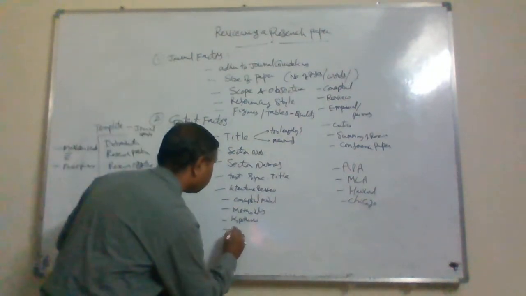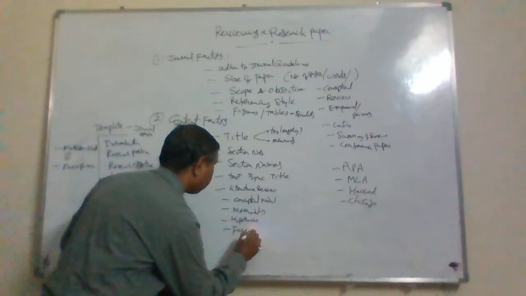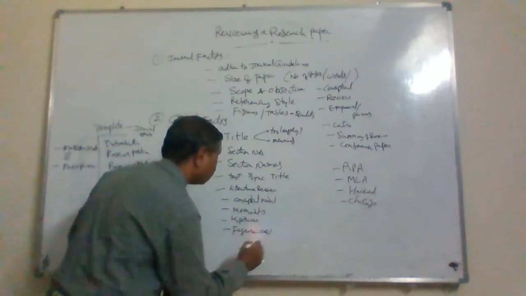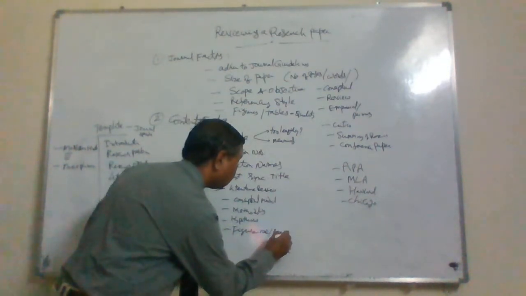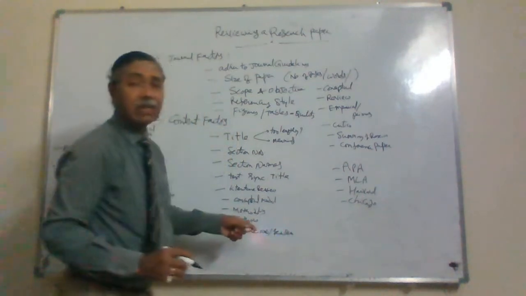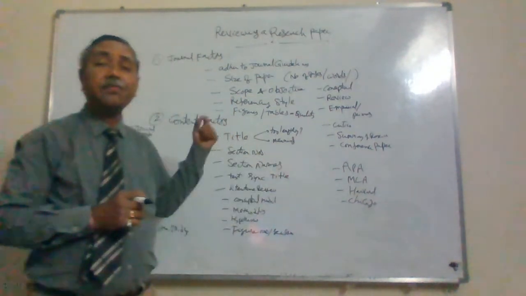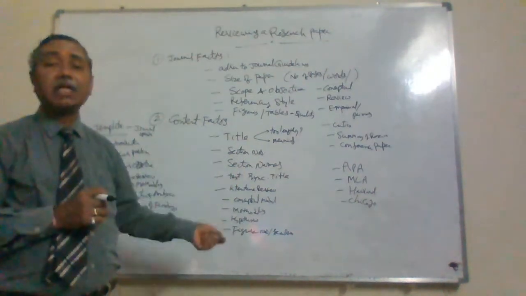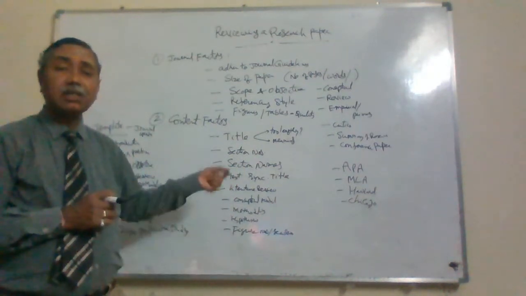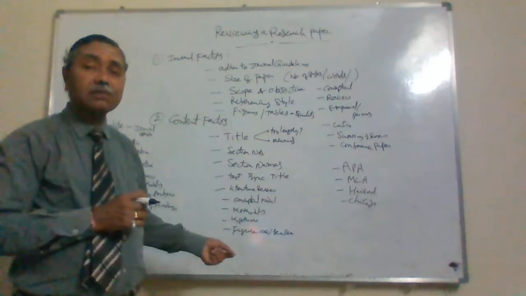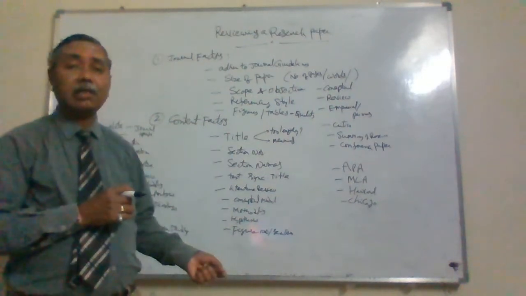Next one is what? Figure numbers and serial number. Each figure has to be titled, and the figure number should be there. They should be in serial. Similarly, for table numbers you should have another serial number.